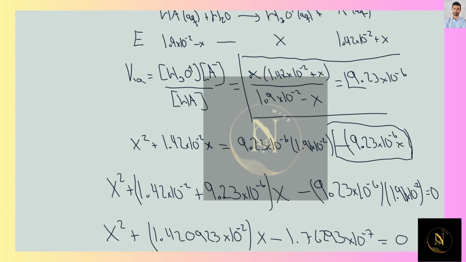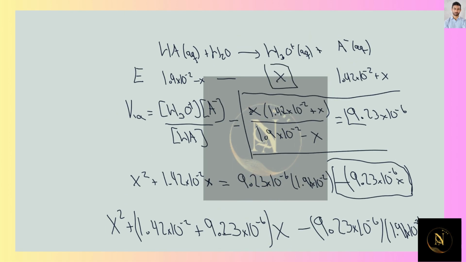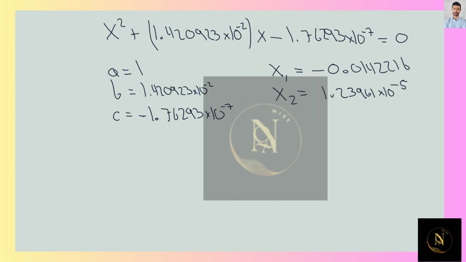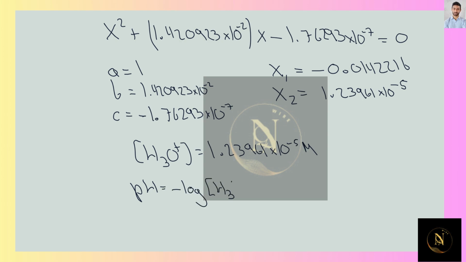So, with both of those roots, let's verify what x should mean. x should be the concentration of H3O+. So the value that we're going to get is the value for x2. The concentration of H3O+ is 1.23961 times 10 to the minus 5 molar, giving us a pH that is minus the logarithm of that concentration, which is 4.907. And that is going to be our final pH of our solution.